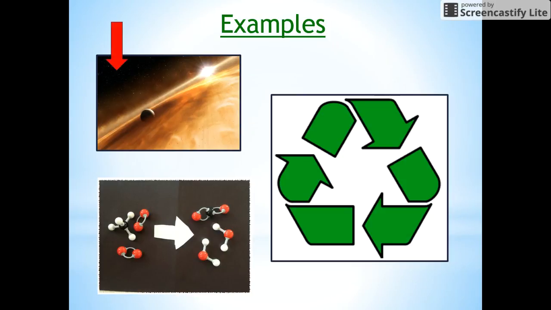A star is born when it begins to convert matter into energy through nuclear fusion. Conservation of mass means that atoms are not created or destroyed in a chemical reaction. Instead, the atoms are rearranged to form new substances with new properties. In recycling, the matter gets used again and less energy is used to make new things.